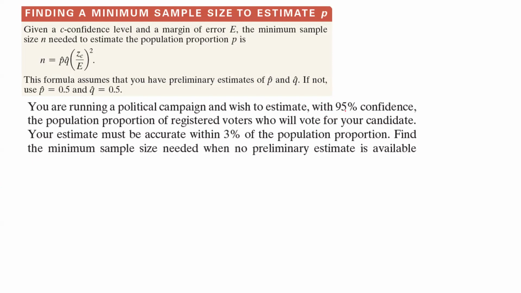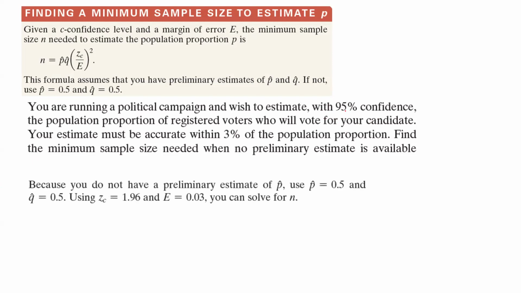Well, let's go back to our formula. Because we don't have any preliminary estimate, p hat is 50%, q hat is 50%. Since it says 95% confidence, the critical value is 1.96 with margin of error 3%, because it says it must be accurate within 3% of population proportion. Now solve for n.